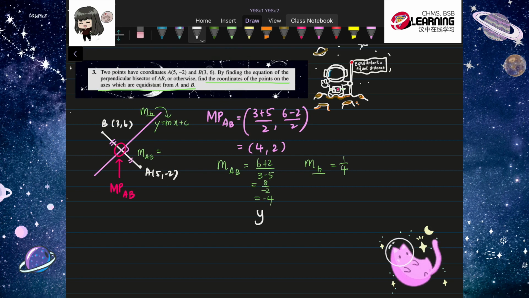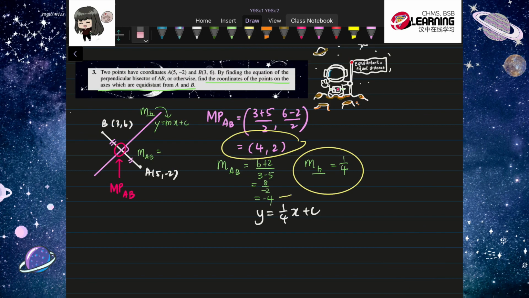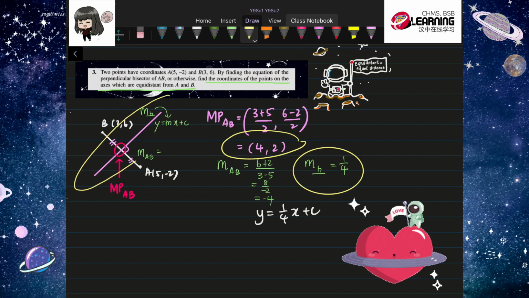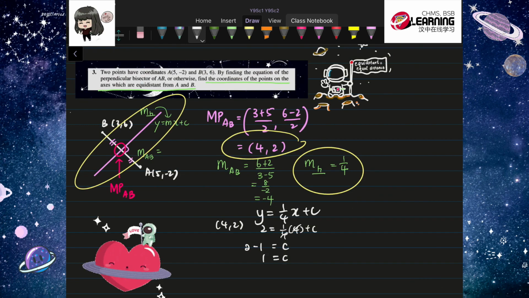Okay, and then I find my y equals mx plus c. Remember to use the correct gradient. You must use the perpendicular gradient and this midpoint. If you use the gradient of negative 4, it's wrong already, because you are finding the equation of this line. So I use 4, 2, I sub in. So 2 minus 1, because this way I get 1. So c is 1. Therefore, my equation is y equals 1 over 4 x plus 1.